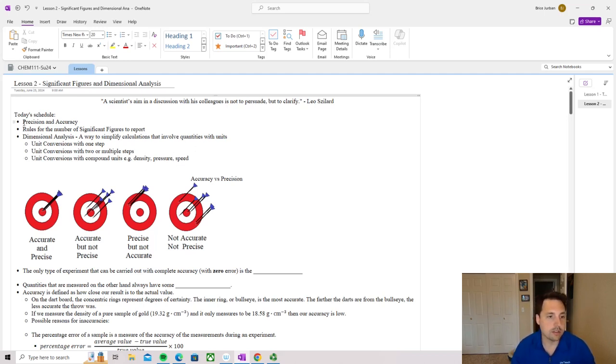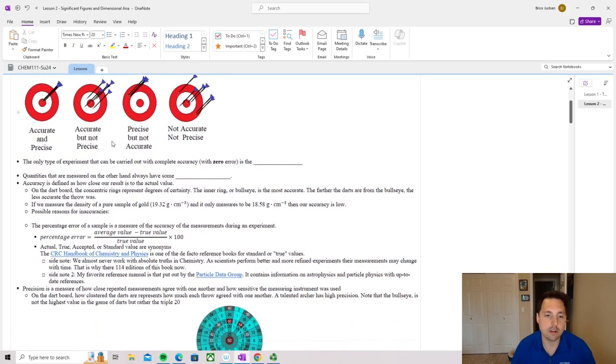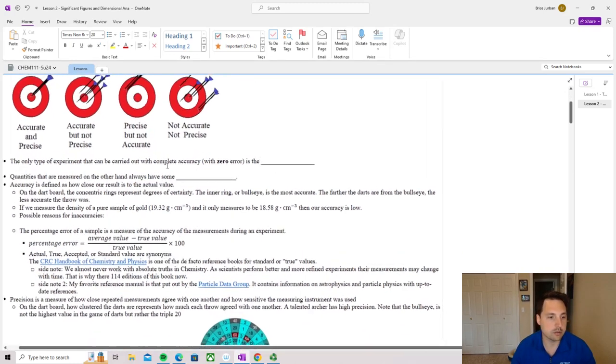So let's start with discussing the difference between precision and accuracy. And then I'll go into the rules for reporting significant figures. And we'll then get into the major chunk of this lesson, which will be on using dimensional analysis. And we'll have a significant amount of practice problems that we can do for this one.